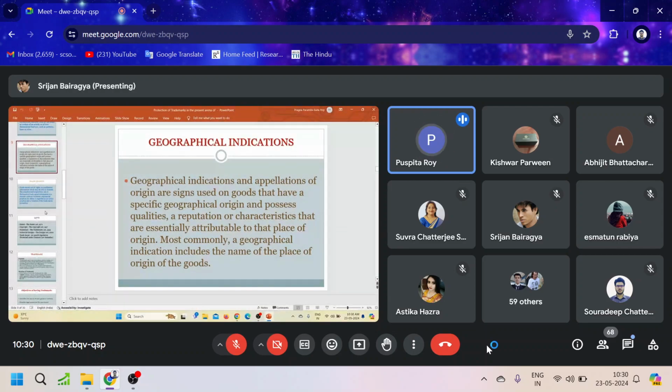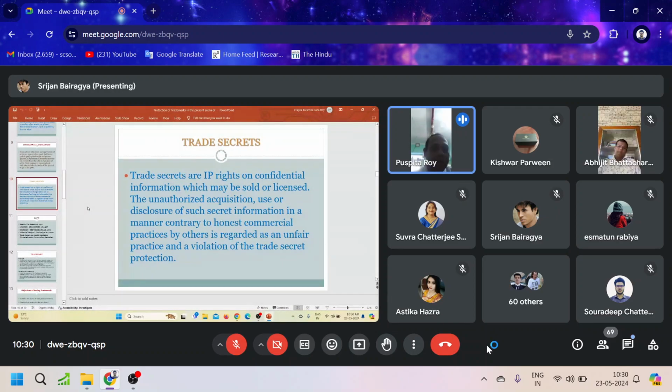Then trade secrets. Next slide. Trade secrets are also IP rights. From the very term trade secret, we can say that it is a secret which is used for the purpose of trade. So suppose I carry on a trade, and the thing that I am producing, I must have a specific formula for producing that particular thing. That is my trade secret, and no one will be allowed to use my trade secret. Say, for instance, Coca-Cola. It has a trade secret which has been kept in a vault by the company.